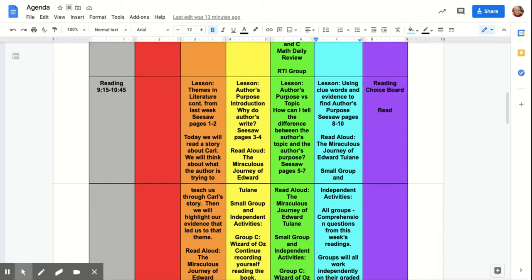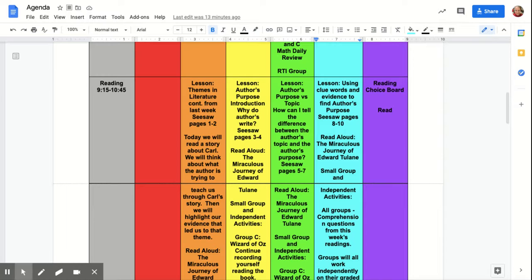All right, so this we talked about Tuesday with theme, and then starting on Wednesday, we've been talking about why authors write. What is their purpose? And we talked about how there's lots of reasons authors write, but they can be broken down into 3 main categories. So persuade, inform, entertain.